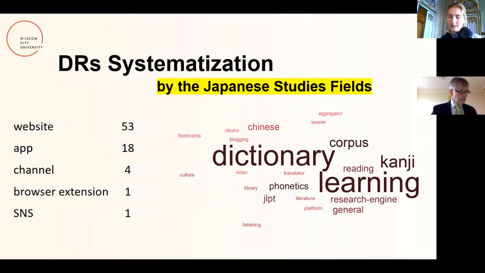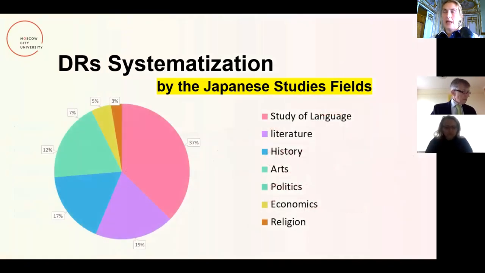This slide shows types of digital resources used by students, and 53% is website. And we systematized the digital resources by various fields of the Japanese studies, and you may see the results on this slide. We pointed out next fields: language, literature, history, arts, politics, economics, religion, and students were also able to add their own fields, which were not proposed by us.